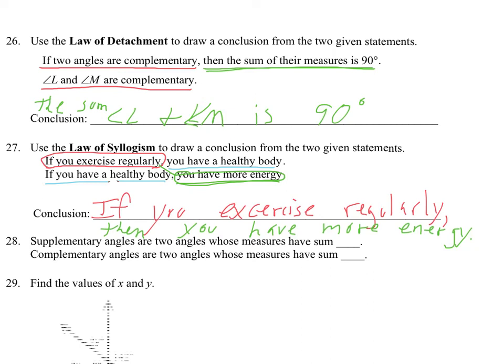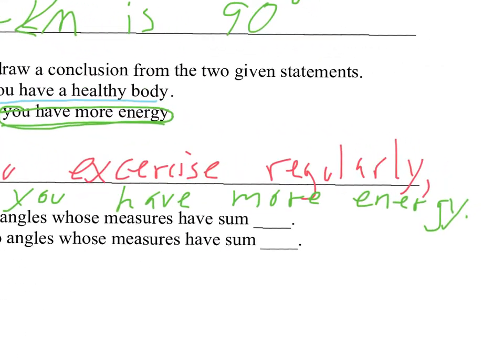Okay, number 28. This is a simple, you remember this, simple fact. Supplementary angles are two angles whose measures have a sum of 180 degrees. You remember that complementary angles have measures with a sum of 90 degrees.